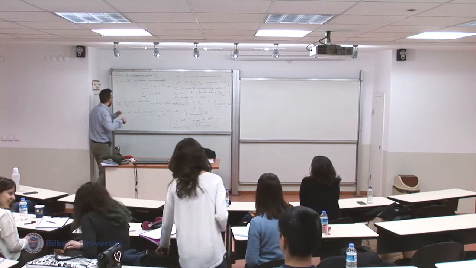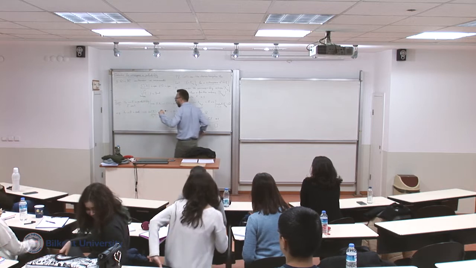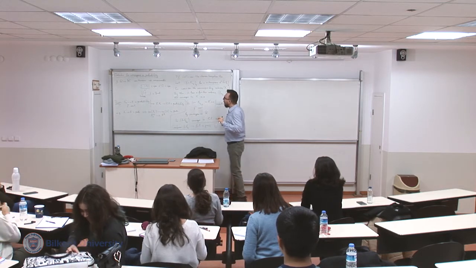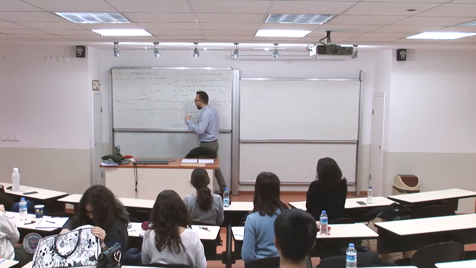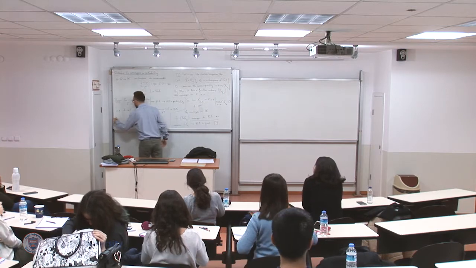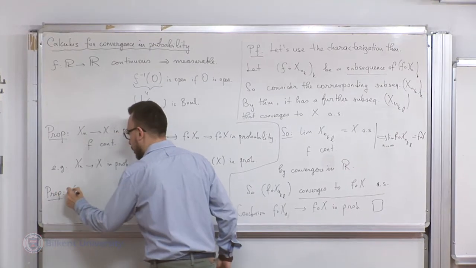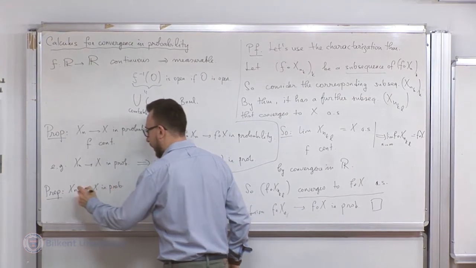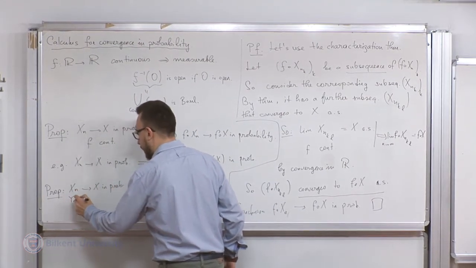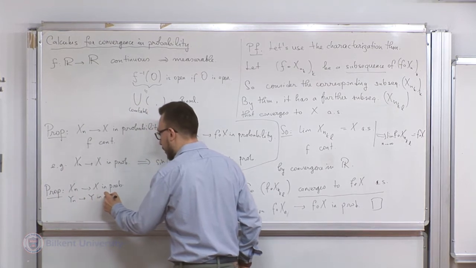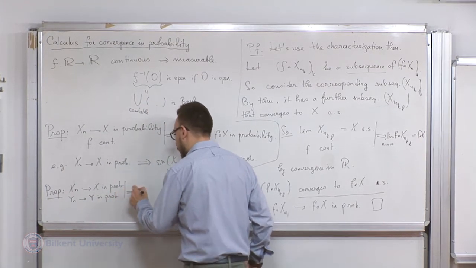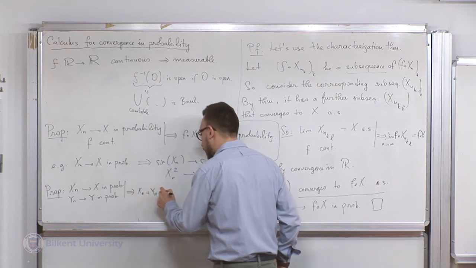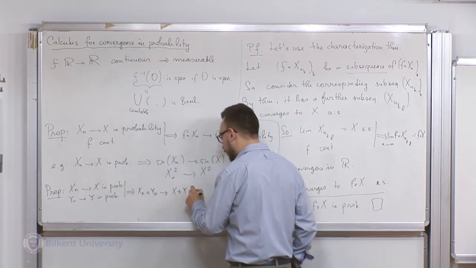Okay. So there is one more calculus rule. Let me write it here, okay? So Xn converges to X in probability, just the one I said last hour. Yn converges to Y in probability. Then Xn plus Yn converges to X plus Y in probability.